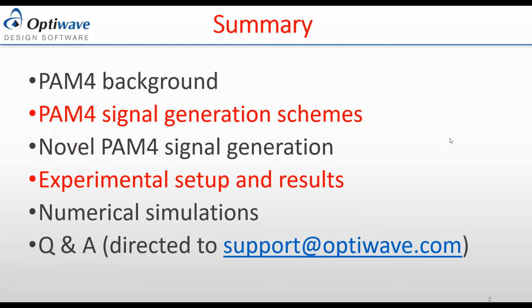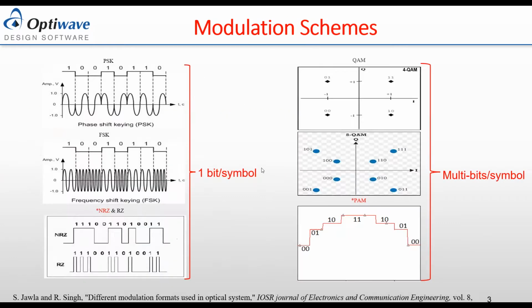With that, we will talk about a novel PAM4 generation scheme that uses a different architecture as opposed to the standard Mach-Zehnder modulator. We will talk about some experimental results at 25 gigabaud per second, which gives around 50 gigabits per second. Then I'll pass it over to my colleague, who will talk about some numerical solutions, and as mentioned, we will take some Q&As.